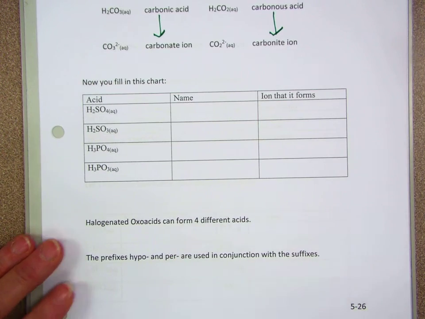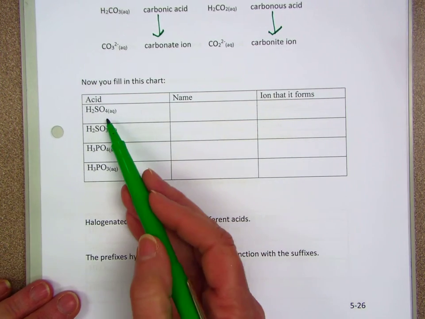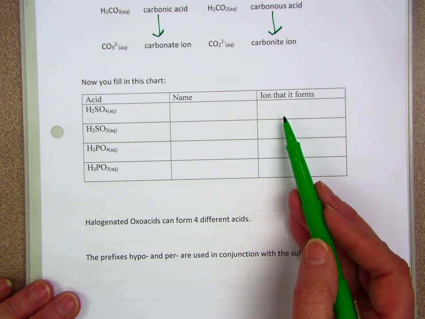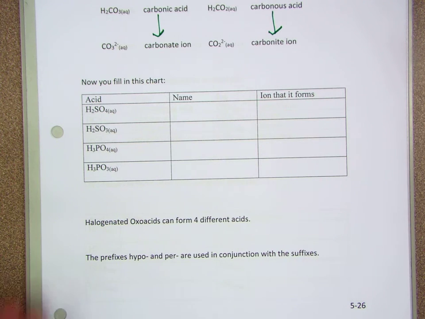Now go ahead and just take a moment at your seats and fill this in. Name the acid and then tell me the ion that it forms, the formula and the charge for the ion it forms.